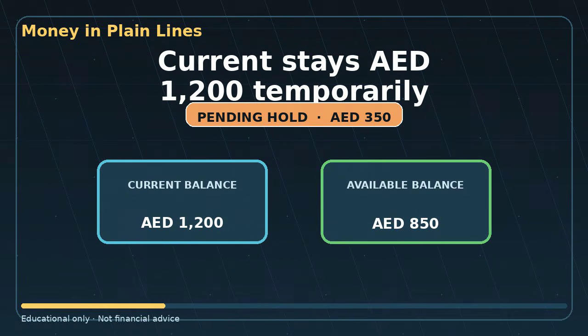The available balance therefore answers a narrower timing question in the illustration. After accounting for the pending AED 350 restriction shown by the app, how much of the displayed account amount remains available under that app's current transaction state, assuming no other pending items or account rules are present?